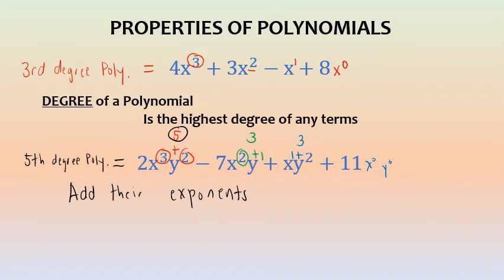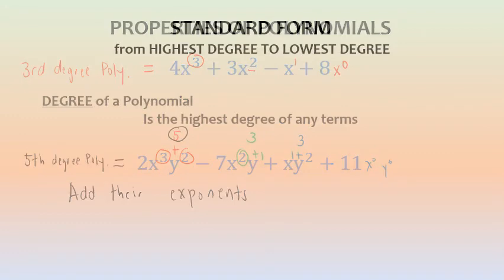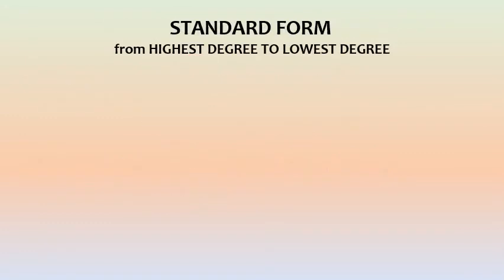Okay? So now that you understand already what degrees of a polynomial are, let's talk about naman the standard form of how we write polynomials. Paano ba yung standard form ng pagsulat natin ng polynomials? It is from highest degree to the lowest degree. So, i-arrange lang natin siya, class.